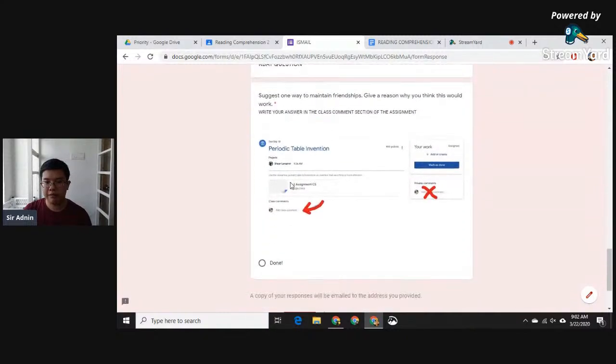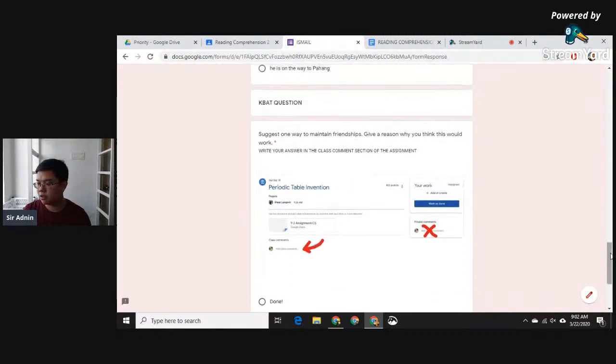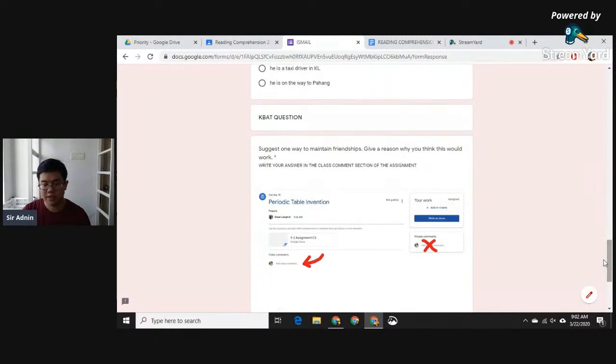Okay, and then for that last question in your quiz, so for keyword question, suggest one way to maintain friendships. Okay, so remember, I always say to my student, I always tell my student, just because the question said keyword, or you know that the last question is keyword, don't put it in your mind that this is the most difficult question in the questions or in the reading comprehension exam.